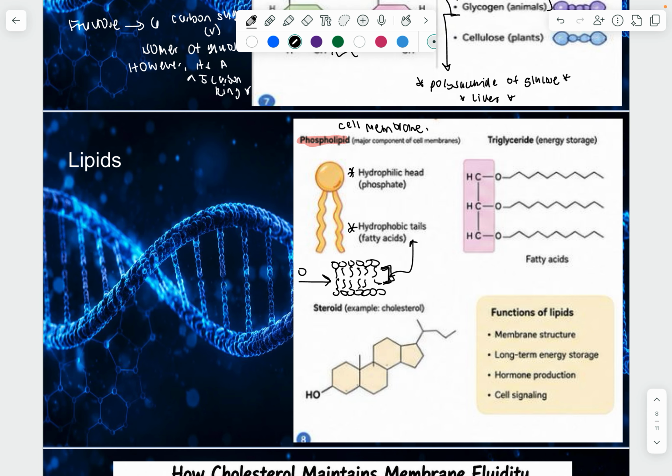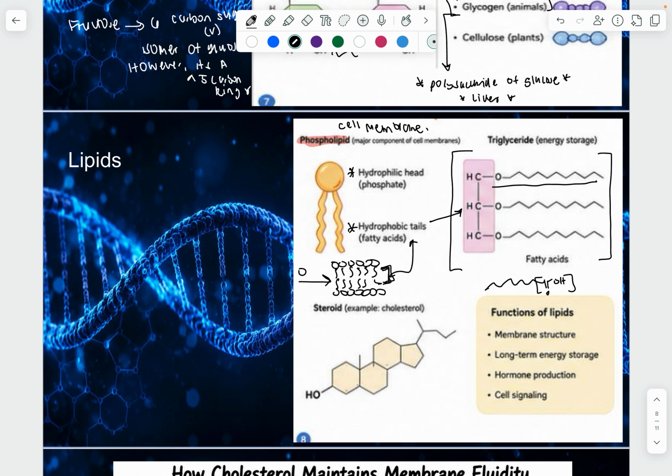Now, if we were to look at the structure of your hydrophobic tails, that is in the form of fatty acids. Now, this whole structure here is called a triglyceride. This is not a fatty acid. Your fatty acid is just a portion of the triglyceride, which is this part. It would basically be a long chain plus a carboxylic acid at the end.